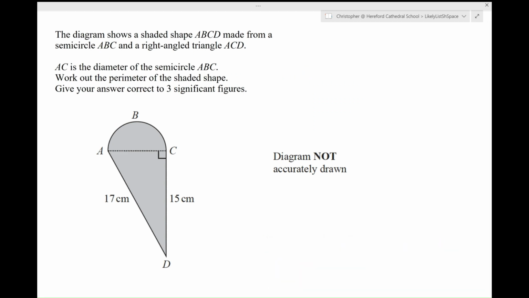Right, I need to work out the perimeter of the shaded shape. So I can already see that A to D is 17 and D to C is 15. So I really only need to find the curved length, which happens to be a semicircle. So that happens to be half a circumference. So I need to find what AC is because AC is the diameter of that semicircle. So I can find the diameter by doing Pythagoras. D squared will be 17 squared minus 15 squared, as D is not the hypotenuse. So that means that D squared is 64, and so D is 8.